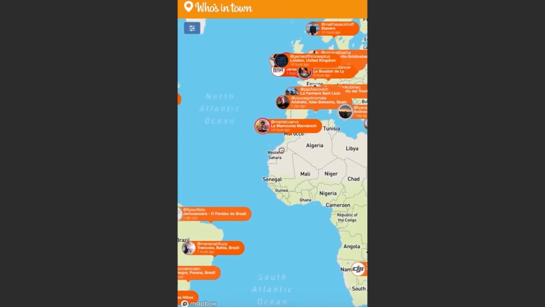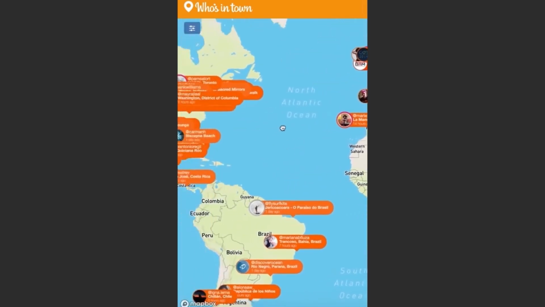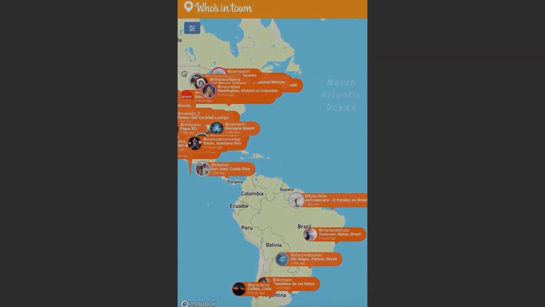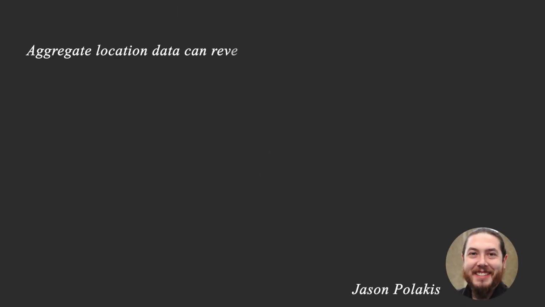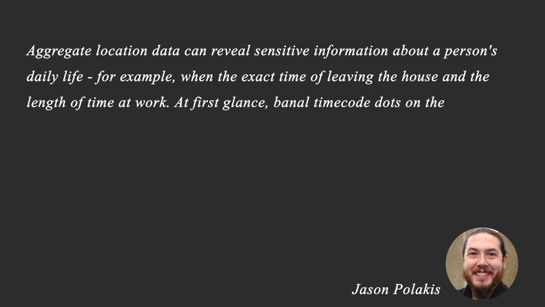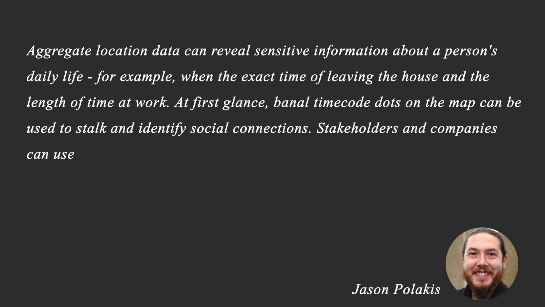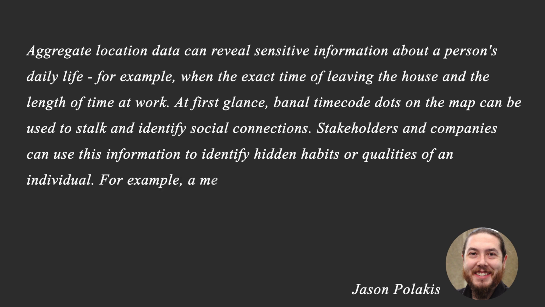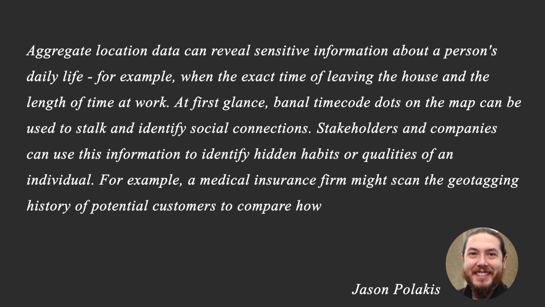Jason Palaskis, a security researcher at the University of Illinois, summarized the possible consequences of apps like this. Quote, "Aggregate location data can reveal sensitive information about a person's daily life. For example, the exact time of leaving the house and the length of time at work. At first glance, banal timecode dots on the map can be used to stalk and identify social connections. Stakeholders and companies can use this information to identify hidden habits or qualities of an individual. For example, a medical insurance firm might scan the geotagging history of potential customers to compare how often they indicated that they frequent bars rather than the gym."